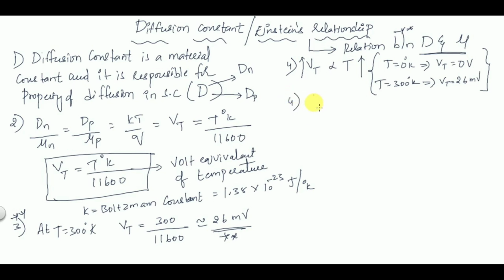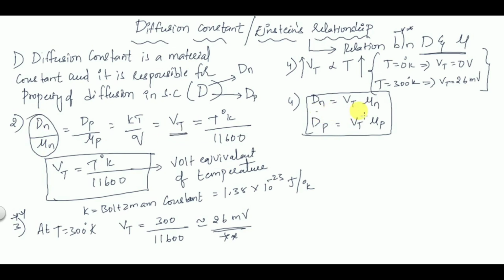And fourth, Dn is equal to Vt into mu n. Similarly, Dp is equal to Vt into mu p. So these are the formulas for Dn and Dp, because Dn by mu n is equal to Vt, so Dn is equal to Vt into mu n. Similarly, Dp is equal to this. So what are the units now? This is the fifth point and this is the sixth point.